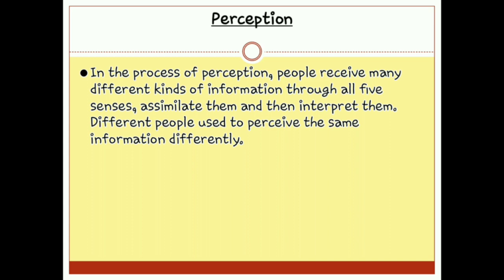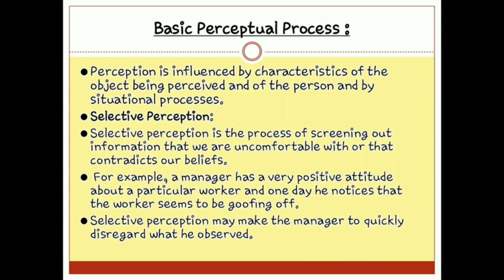Different people used to perceive the same information differently. So next we can see the basic perceptual process. Perception is influenced by characteristics of the object being perceived and of the person, or by the situational process. The first one is selective perception. Selective perception is the process of screening out information that we are uncomfortable with or that contradicts our beliefs.